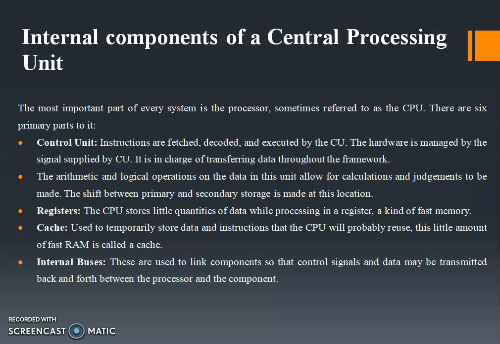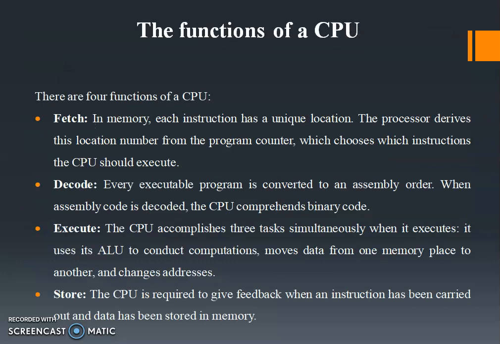International components of a central processing unit. The most important part of every system, the processor, sometimes referred to as the CPU. There are 6 primary parts to it. Control unit, the arithmetic and logical operations on the data in the unit allow for calculation and judgment to be made. Registers, cache, international bases. Fetch, decode, execute, store.